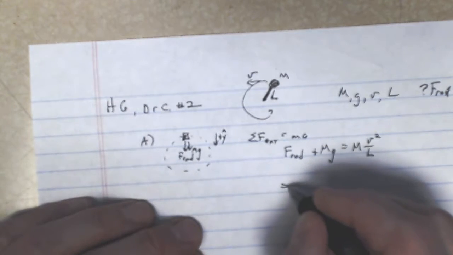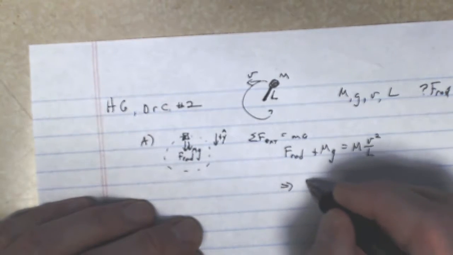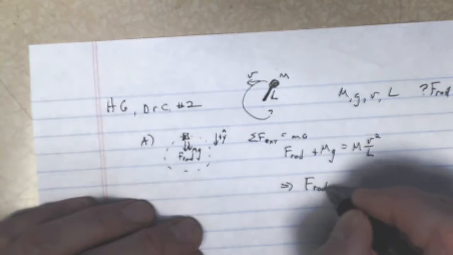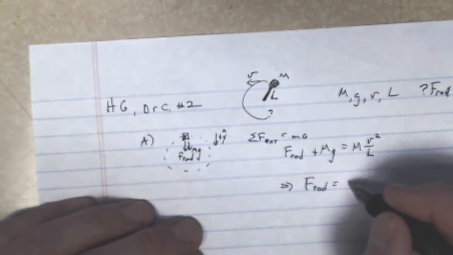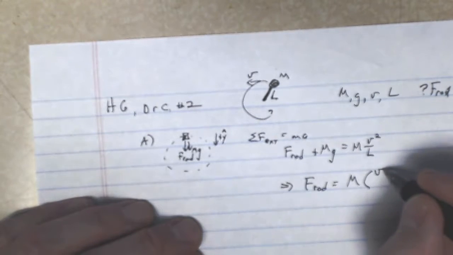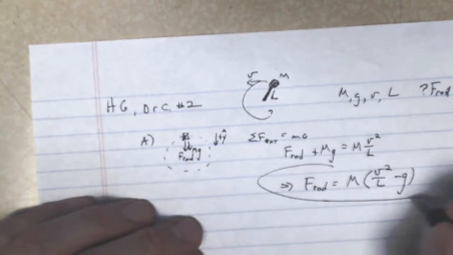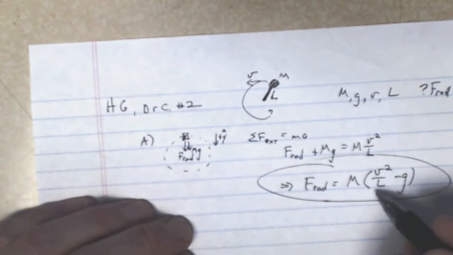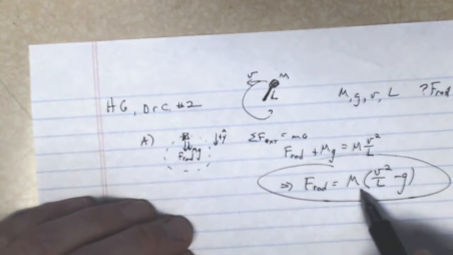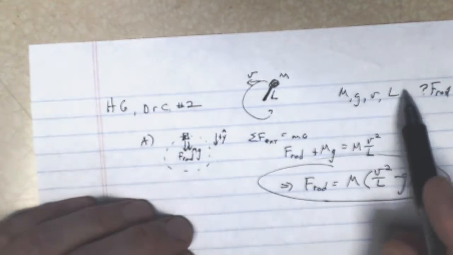And I can solve this immediately for the requested force of the rod. The force of the rod is just take mg to the other side. I'll factor out an m. V squared over L minus G. So that's the answer to part A, the force of the rod in terms of M, V, L, and G, like we saw up here.